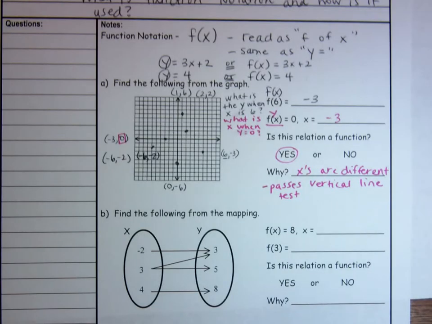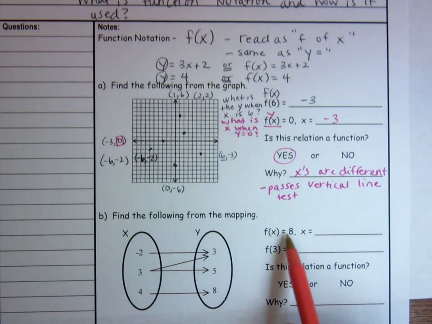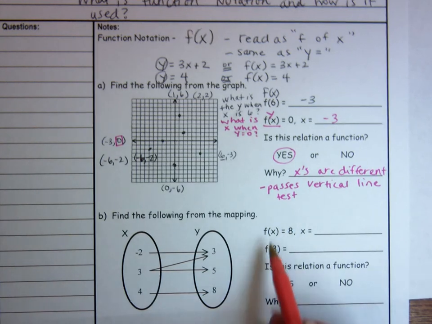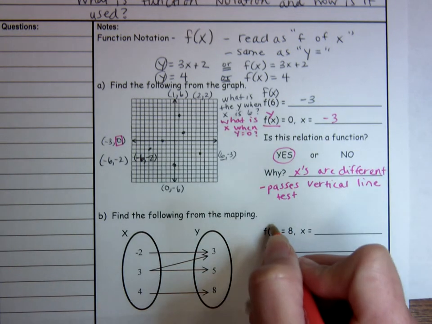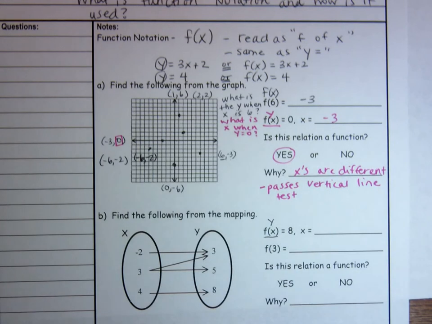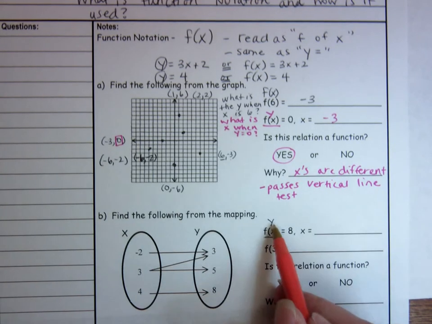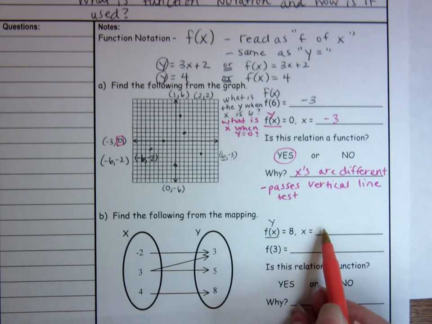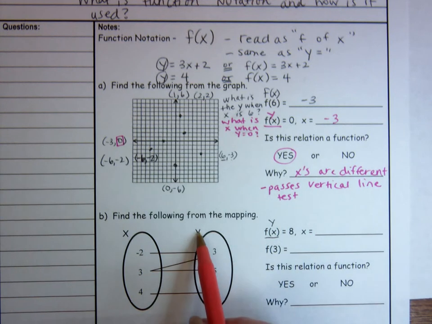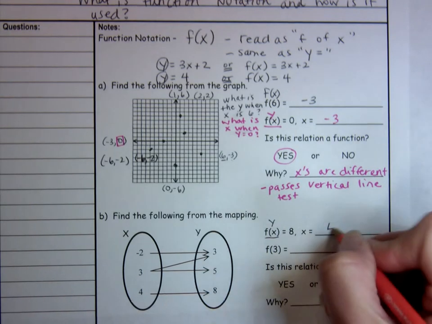Let's look at B. Find the following from the mapping. And so again, we've got an f of x is equal to 8. Remember that f of x is the same thing as the y. So it's asking, when the y is equal to 8, what's the x? So we look here in the y column, we see an 8. The x connected with it is a 4. So x is equal to 4.